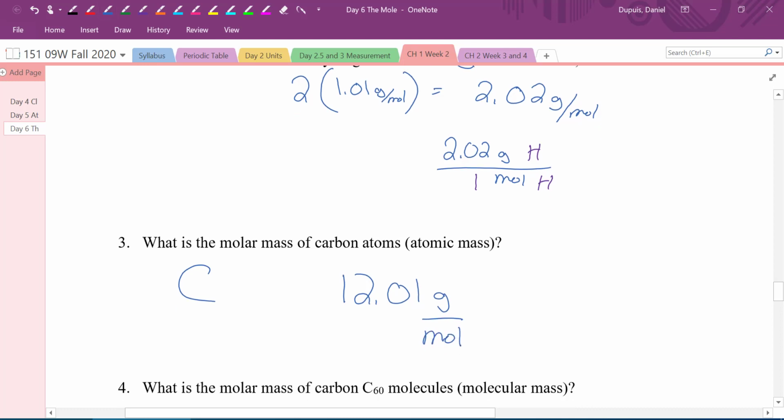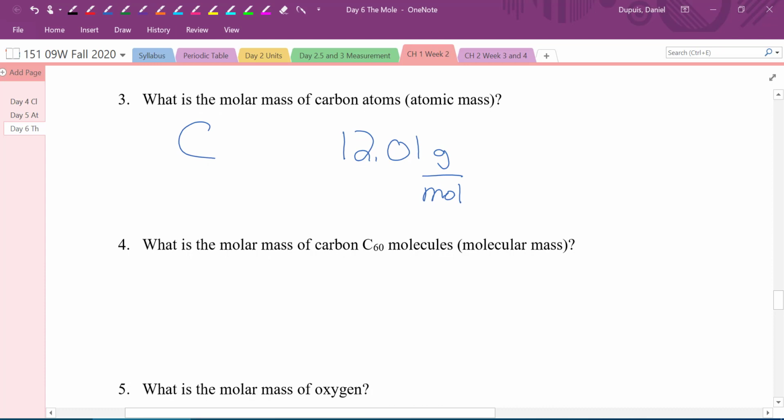All right, what's the molar mass of C60? Well, that's 60 C's, so I take 60 times 12.01. And that turns out to be 720.60 grams per mole. Now that's 5 sig figs. I only need 3 sig figs, so 721, but you know, in your calculations, feel free to use all 5 of them.